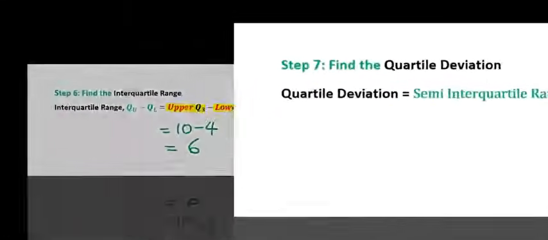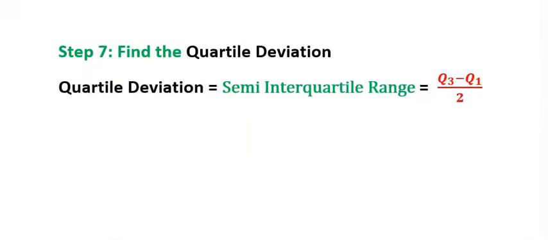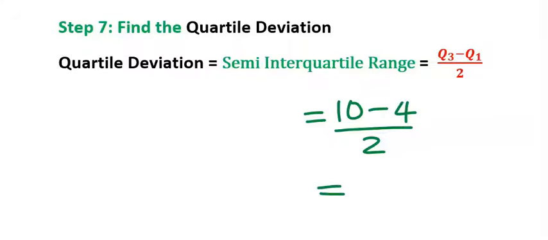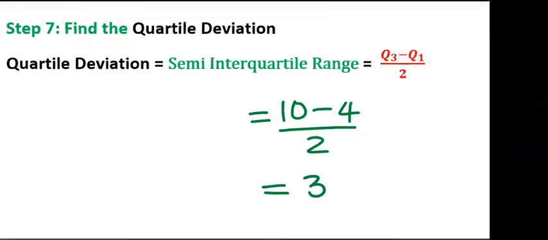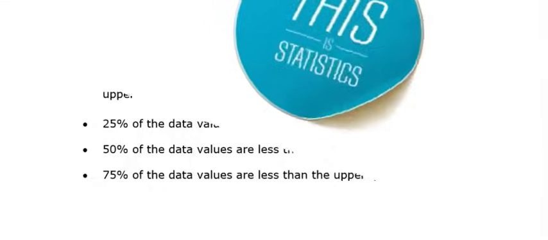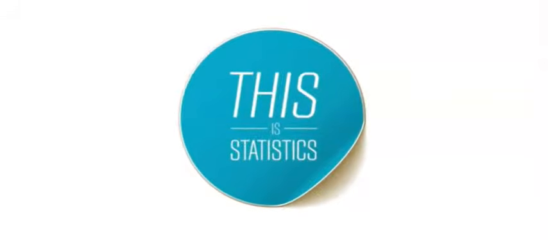Step 7. Find the quartile deviation, which is also known as the semi-interquartile range. And here it is going to be 10 for Q3 minus 4 for Q1, divided by 2. And our answer is 3. While solving quartiles, this note is very important to consider. This is statistics.